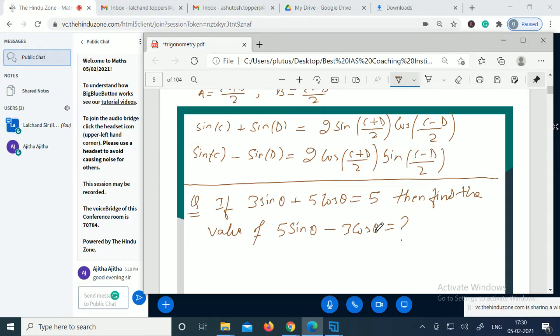Sir, is 5 sin theta the same as sin 5 theta? Pardon? What's the problem? What is the answer for this question? How are you going to solve this question?